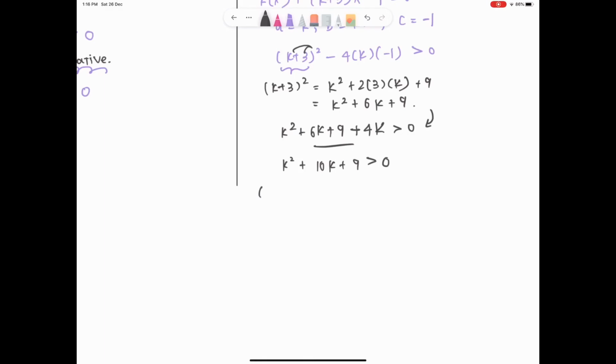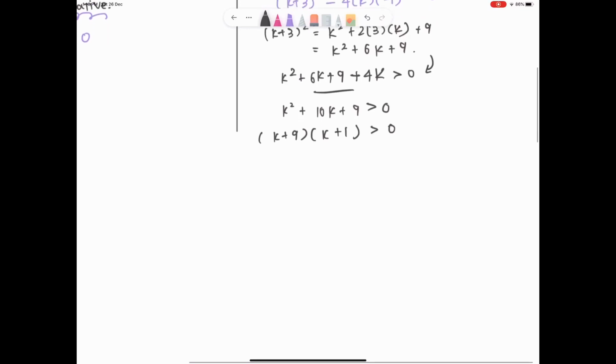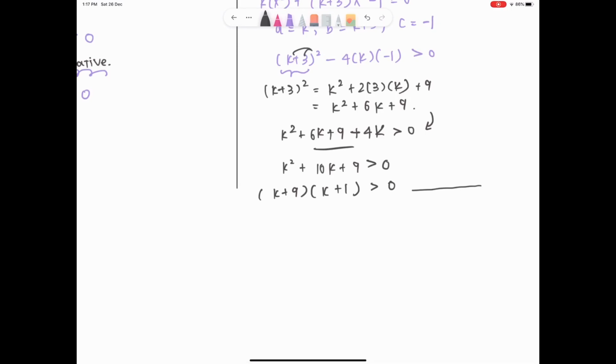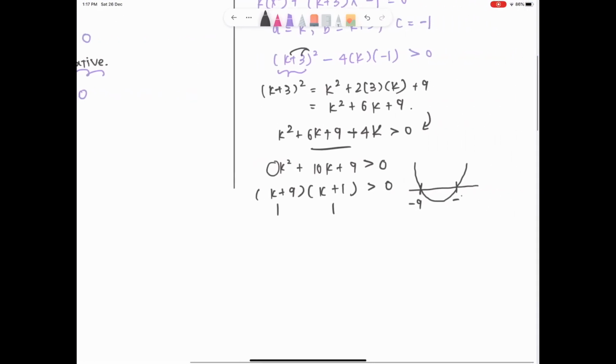Then you just want to cross factorize. So that will give me (k plus 9)(k plus 1) is greater than 0. Now, you could easily just say that k equals negative 9 and k equals negative 1. But that's not right. For these kinds of questions, you're going to try and sketch out the graph. So first, you look at the discriminant graph. The coefficient of k squared is positive, so that's why you're going to have a smiley face graph. And here we say k is negative 9, and from here you can deduce k is also negative 1.